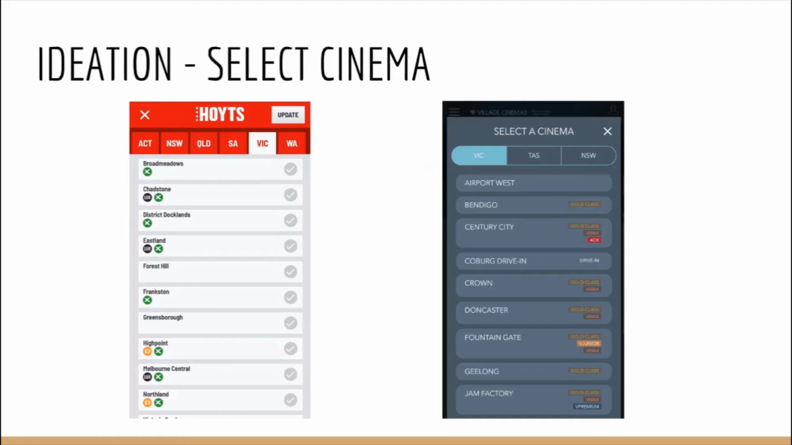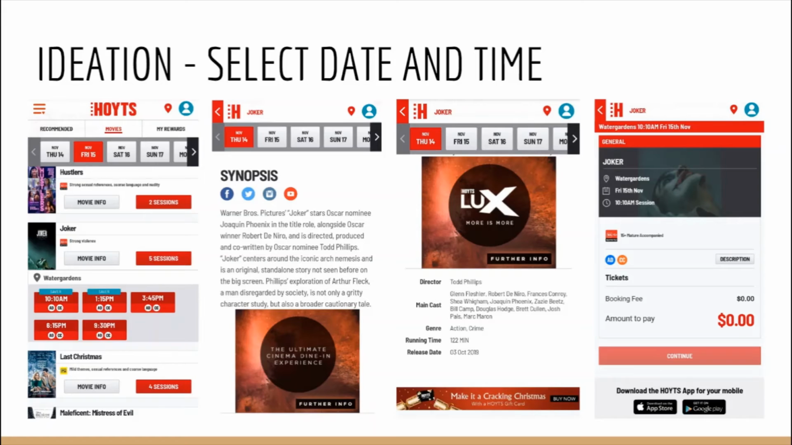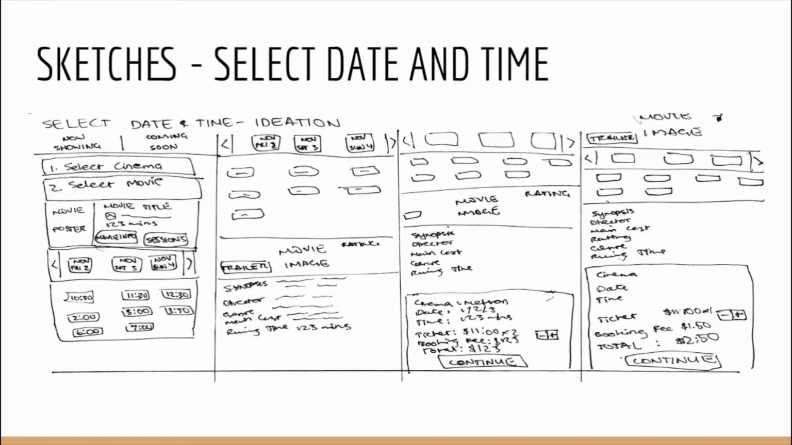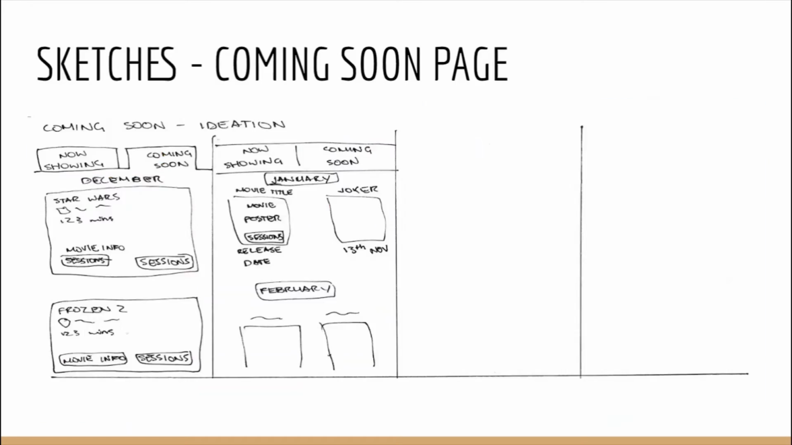Same thing. Hoyts and Village Cinemas really had quite similar designs to one another, so I'll follow suit. For the select date and time, I decided to join movie information, select date and time, and the whole summary page into one whole page. As you can see, the coming soon page is going to be quite similar to the landing page.